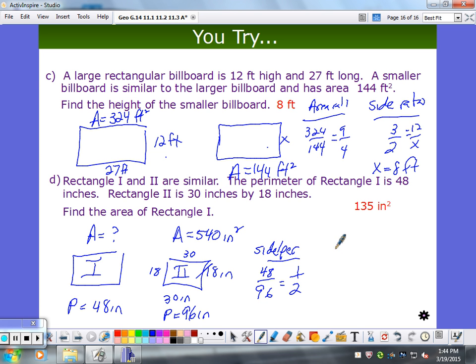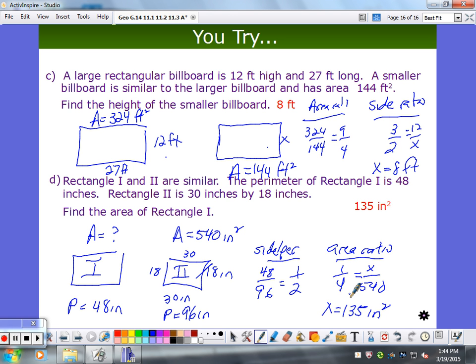Okay, so what's my area ratio? What's the area ratio? 1/4. 1 squared, 2 squared. And that's going to be this one that I don't know over the one that I do know. And if you go this way, you get 135 square inches.